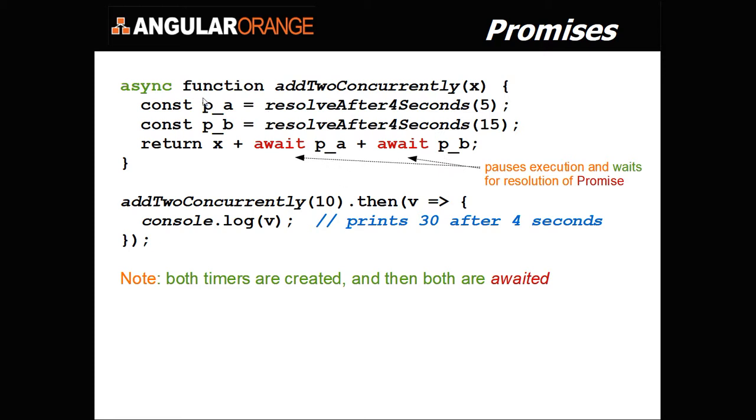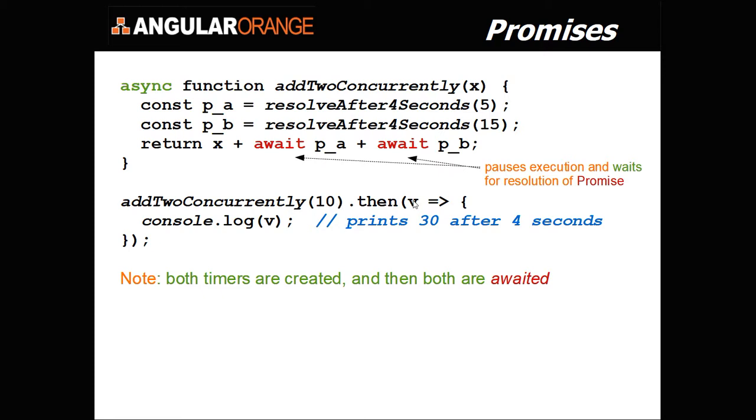So in this case here, p_a has to be defined. So this will execute. This takes 4 seconds. But this is executing as well, concurrently, and that takes 4 seconds. So as both of these things are ready to be added, we've really waited 4 seconds. So this is more like a parallel execution of promises. And then, like I said, if I add 2 concurrently, I pass in 10, I get 10 plus 5 is 15, plus 15 is 30, but I get it after 4 seconds.